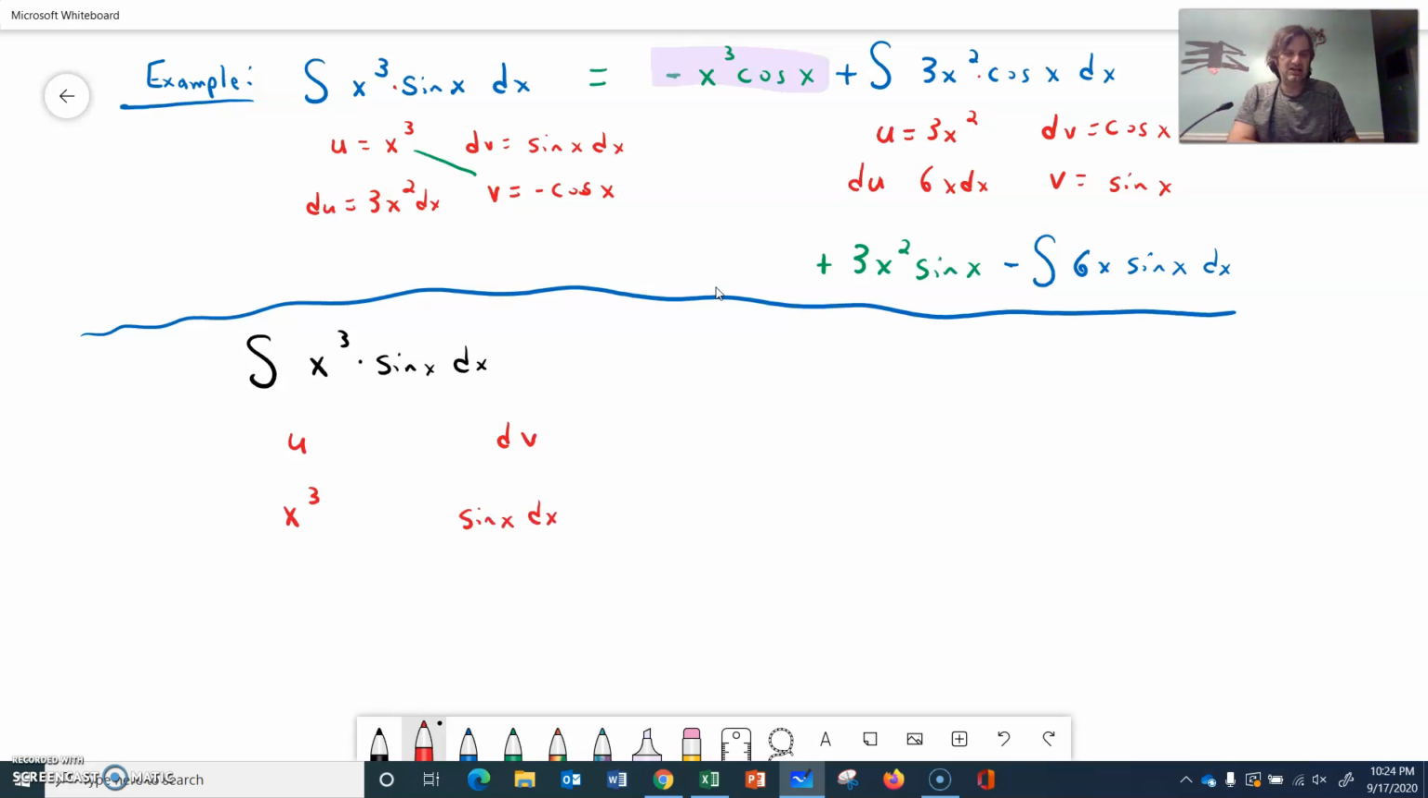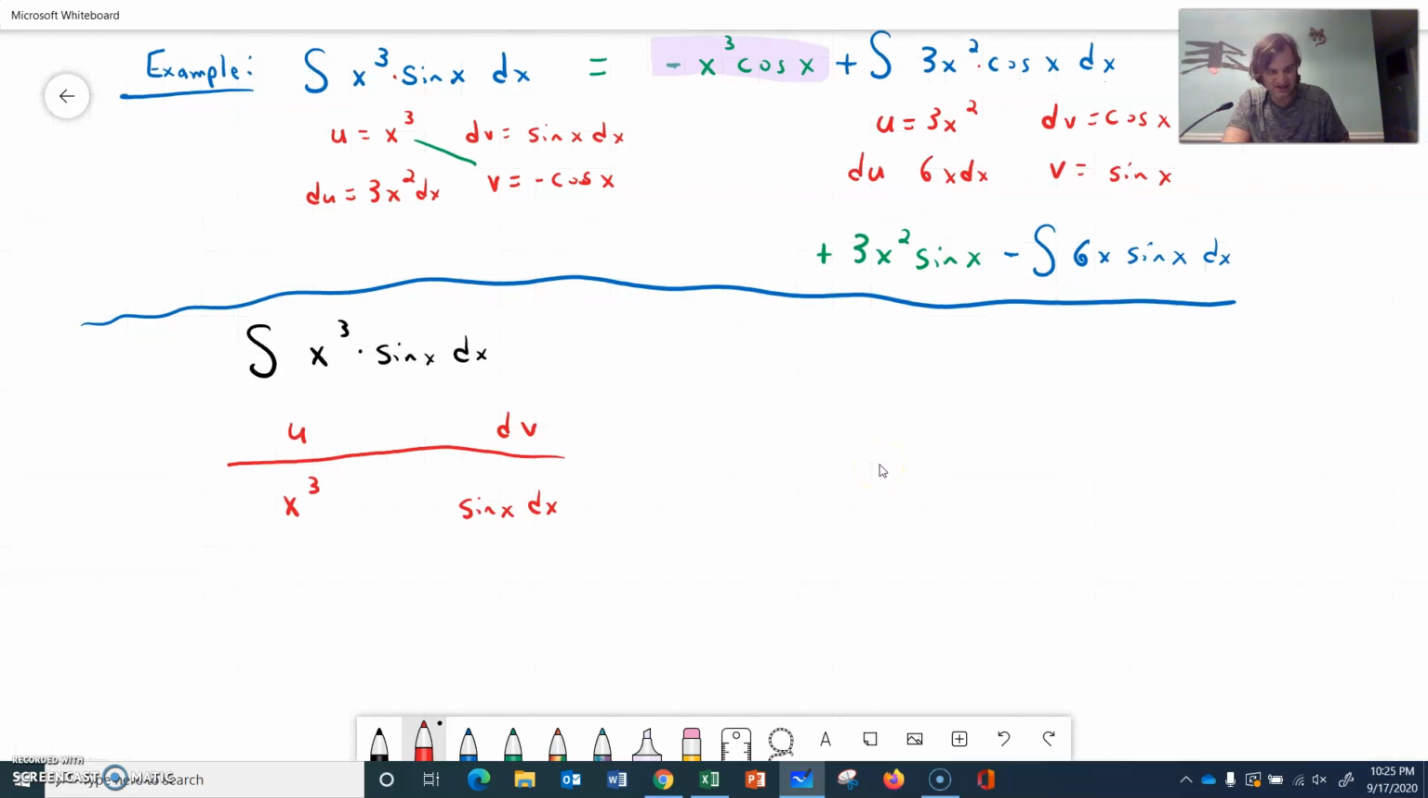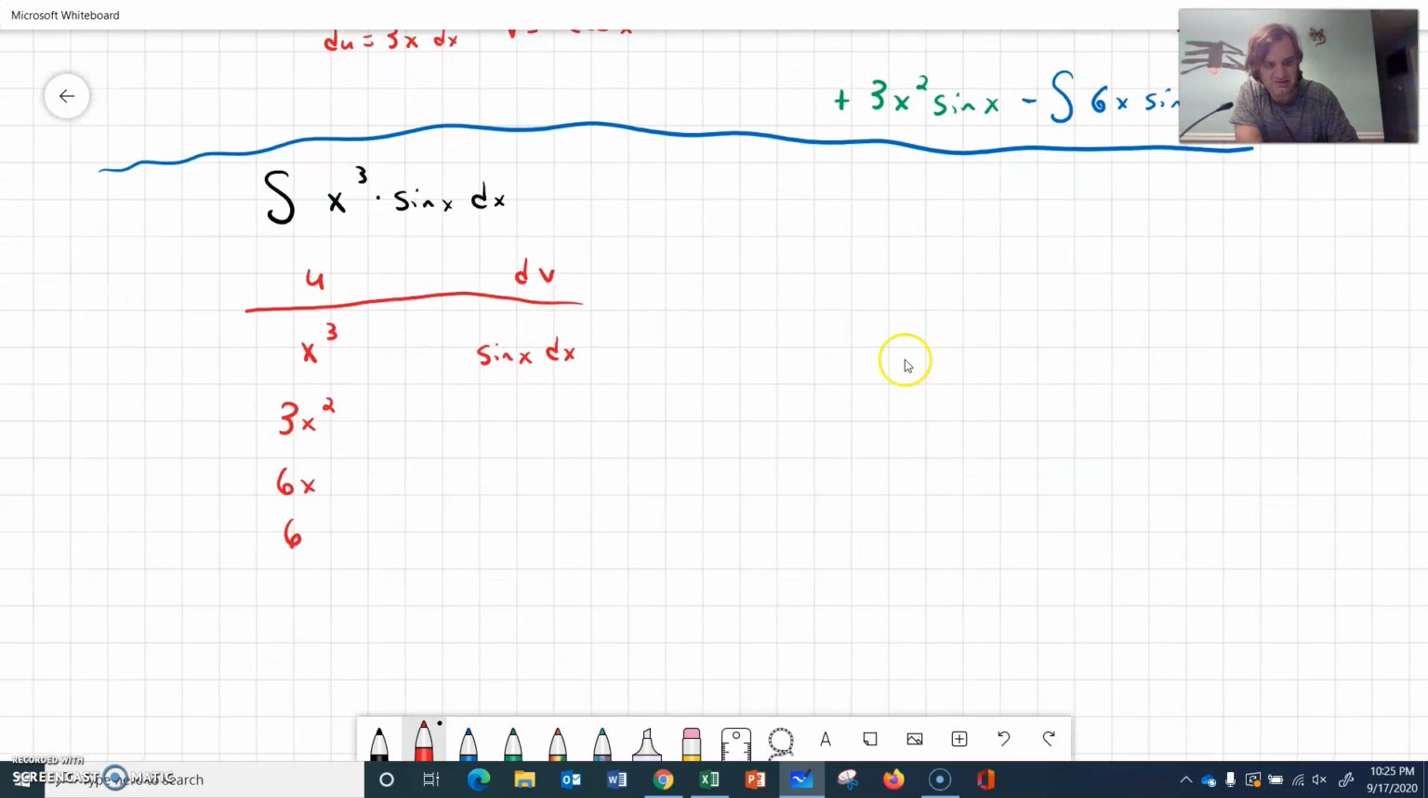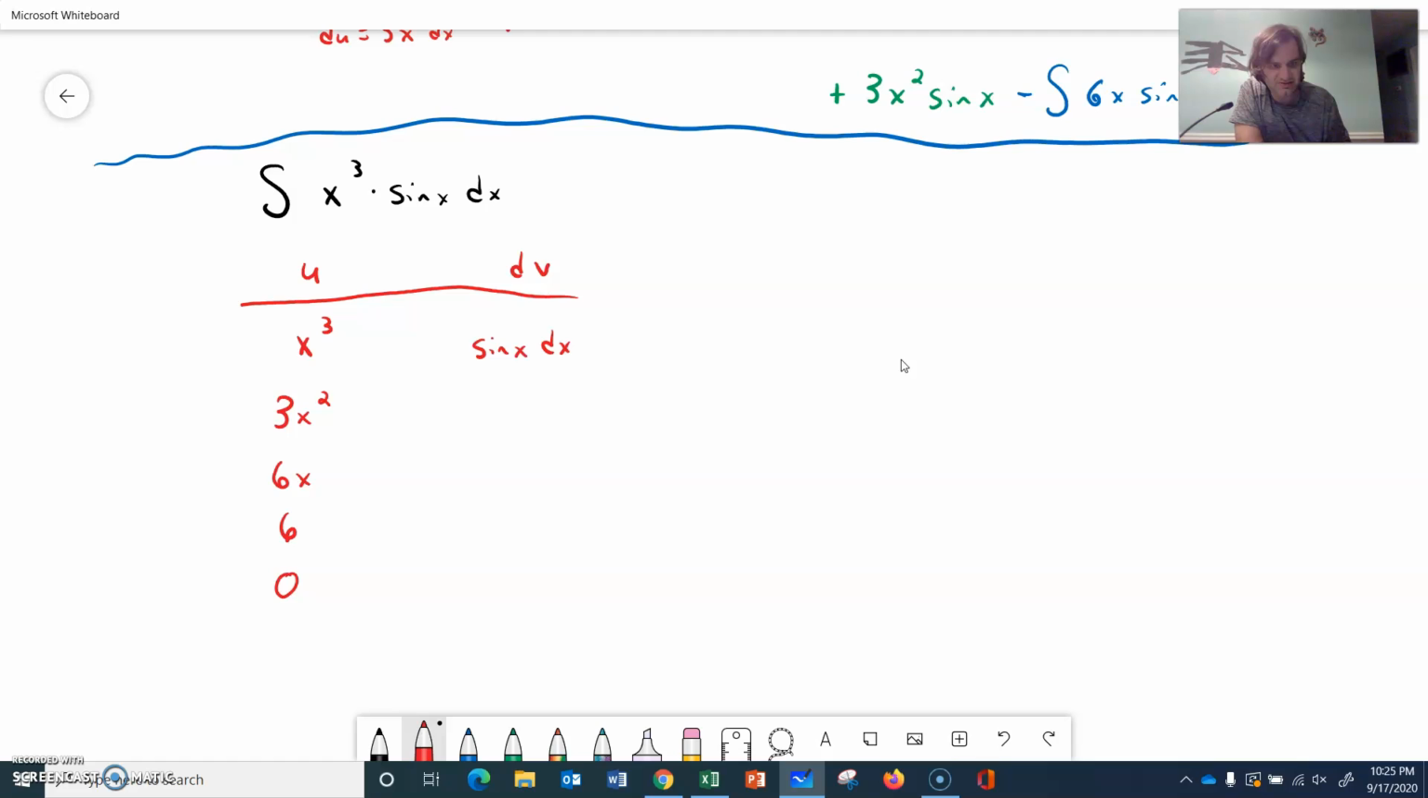Now I'm going to make a table here, and I'm going to take the derivative of every u. Down the line here, I took the derivative of what I called u for du, and then a little bit later I did the same thing with a new u. So the derivative of x cubed is 3x squared. I'm going to continue that until it goes to 0, because it's a polynomial and it will disappear. The derivative of 3x squared is 6x, the derivative of 6x is 6, and then the derivative of 6 is 0.